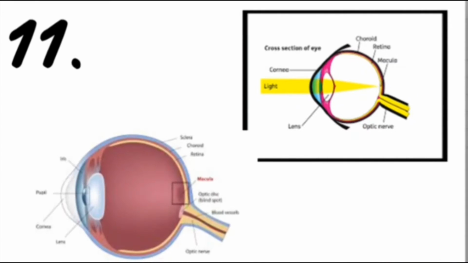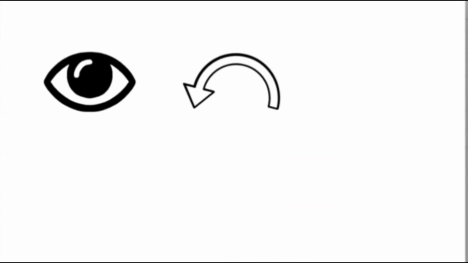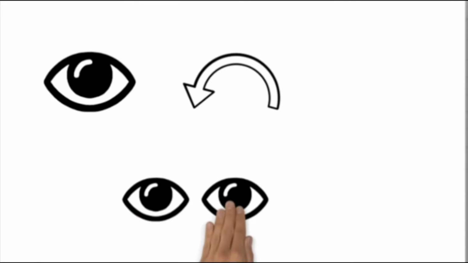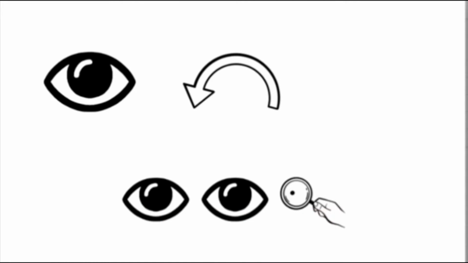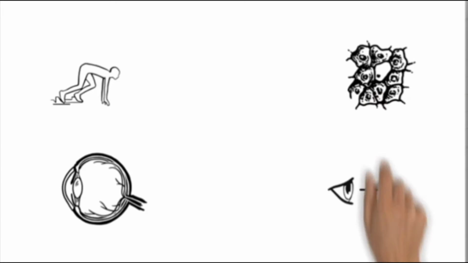Number 11. Macula. The macula is part of the retina at the back of the eye. It is only about 5 mm across but is responsible for our central vision, most of our color vision, and the fine detail of what we see. The macula has a very high concentration of photoreceptor cells, the cells that detect light.